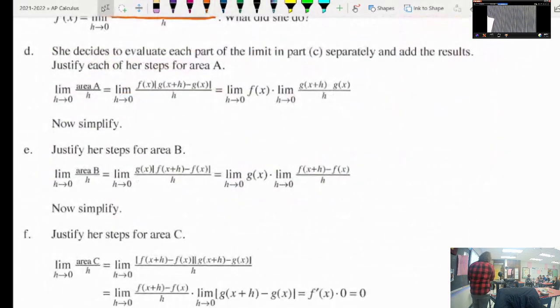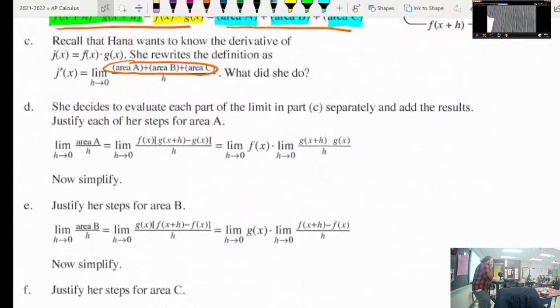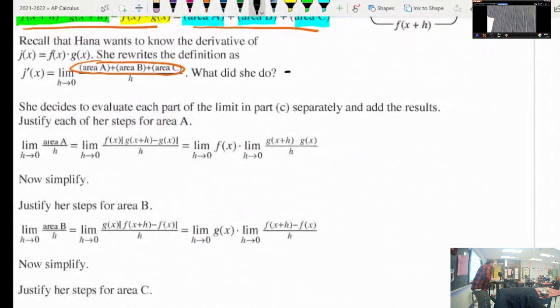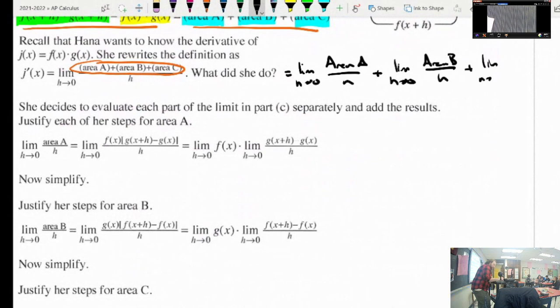Now what she's decided to do, she's actually going to break this up into 3 separate limits, because you can do that. She's going to think about the limit as h approaches 0 of the area of A over h, plus the limit as h approaches 0 of the area of B over h, plus the limit as h approaches 0 of the area of C over h. So we're going to investigate all 3 of those chunks on their own and see how it shakes out. Let's start with area A.